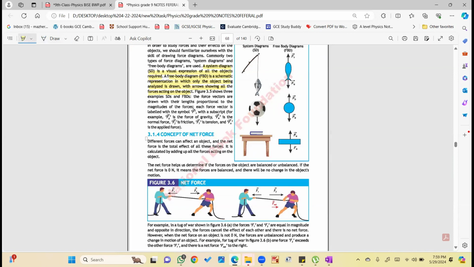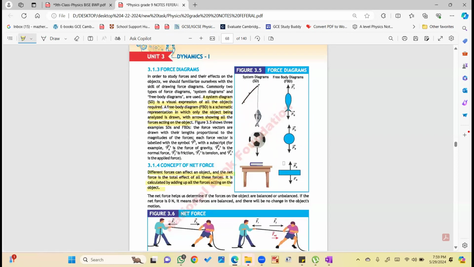It is written here: different forces can affect an object. The net force is the total effect of all these forces, calculated by adding up all the forces acting on the object. So in this case, we could see that these forces are acting in the opposite direction. These forces are acting in the opposite direction. These forces are acting in the opposite direction.